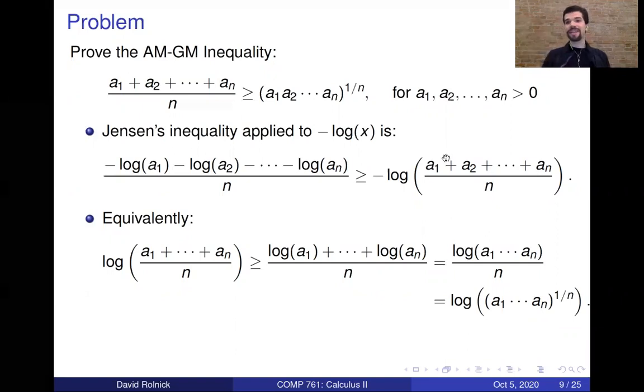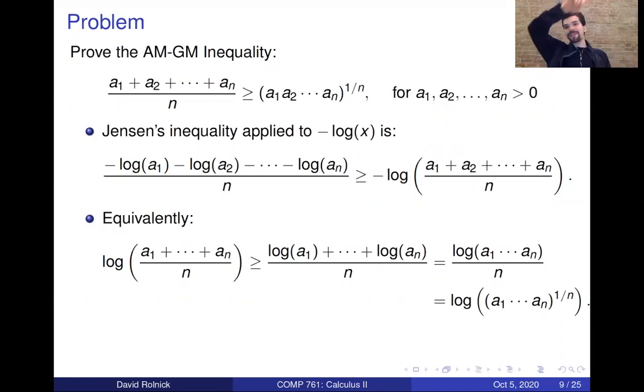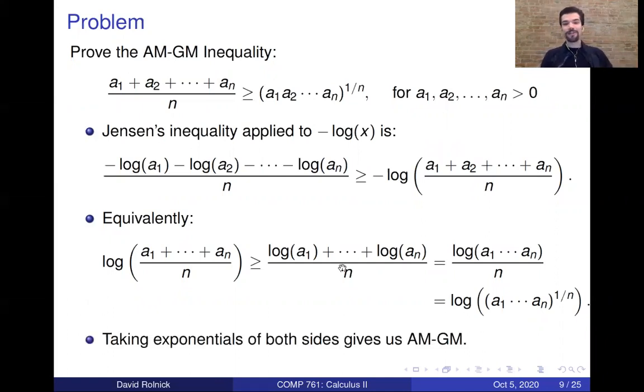I also really like the idea that if it looks like the roof of a cave, then it's concave. And if it looks like the V in convex, oh, I guess there's a V in concave too, never mind. Yeah, if you take an exponential of this, then you get AM-GM. You don't have to use anything about exponential being a convex function, you're just taking the exponential of both sides. If this is greater than this, then the exponential of this is greater than the exponential of this. Okay.